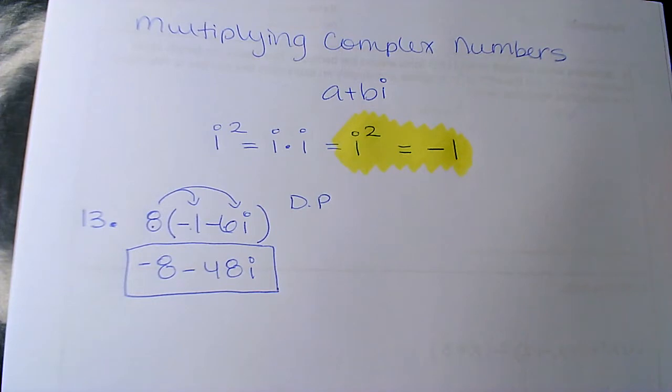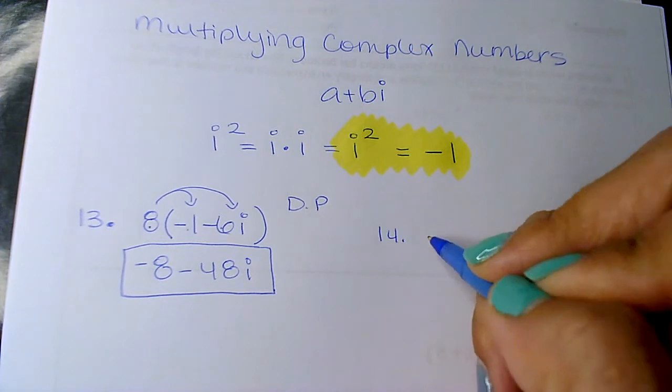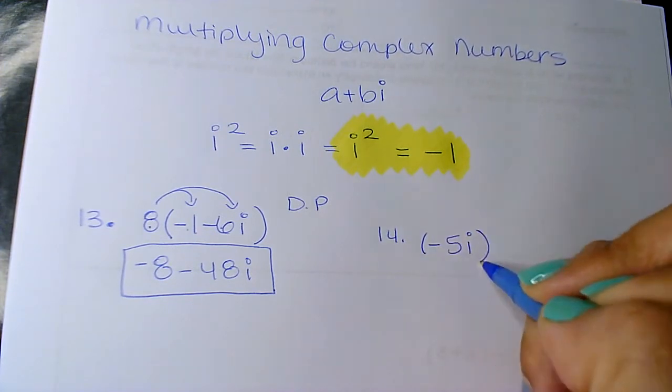This one, we haven't thrown the i squared in. So that's it. Multiply. Okay. If I move on to 14, now it switches. So now we're going to get the i squared.